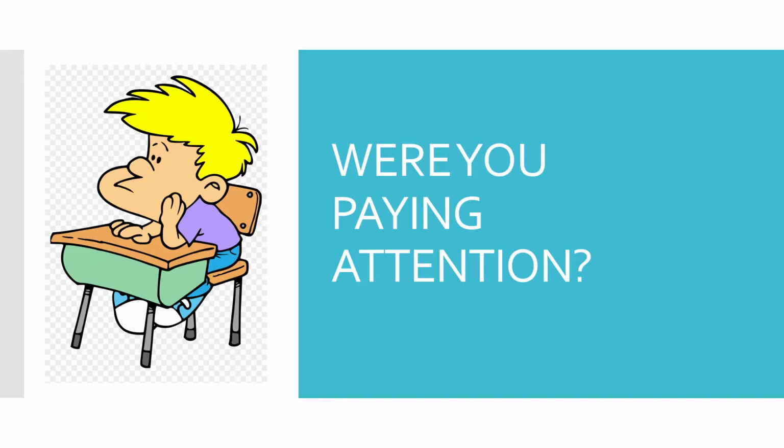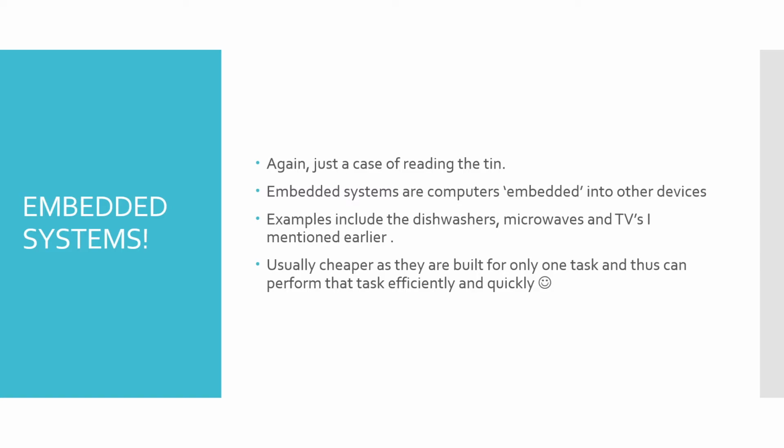Now, if you were paying attention earlier, I mentioned embedded systems, and you better have been paying attention. Embedded systems are basically mini computers embedded, as it says on the tin, into larger systems, and they are usually found in places like dishwashers, microwaves and TVs, as I mentioned earlier. They are usually cheap, as they're built for only one task and thus can perform this task as efficiently and quickly as possible. For example, embedded systems could be used as a timer to make sure that the dishwasher cycle won't last an eternity, etc. So this kind of stuff, that's what embedded systems are made for. But you get the point, right?